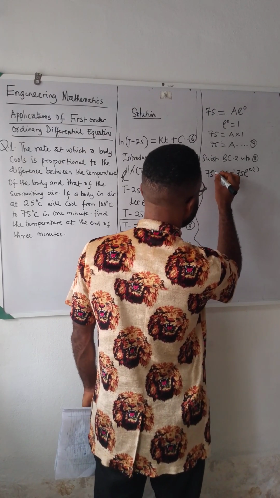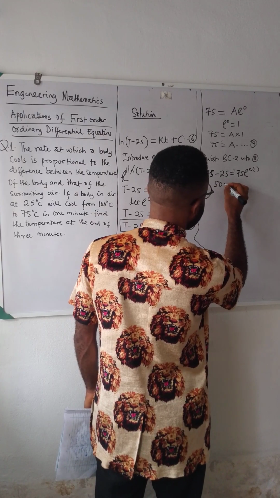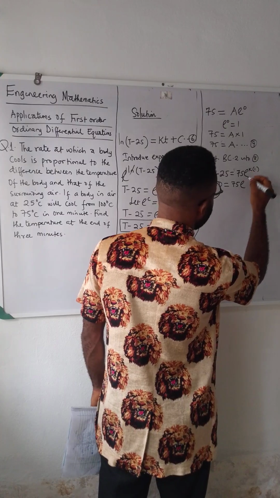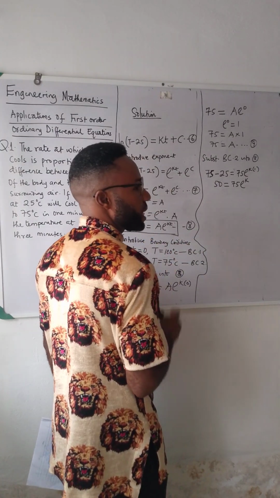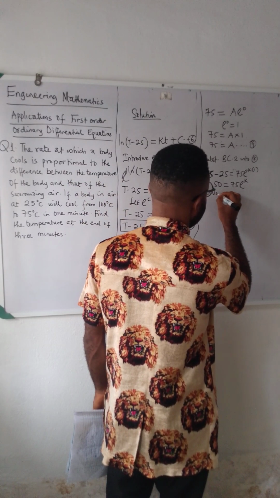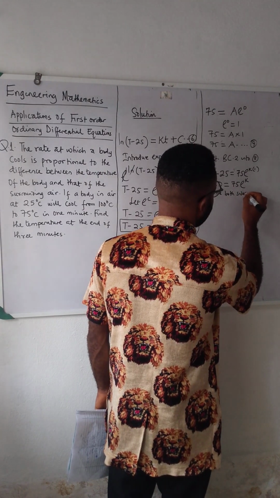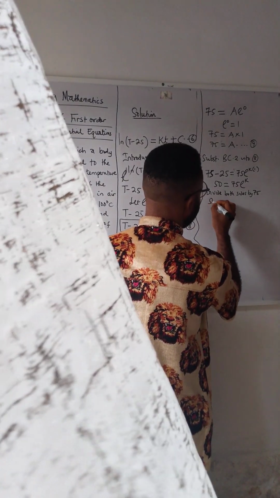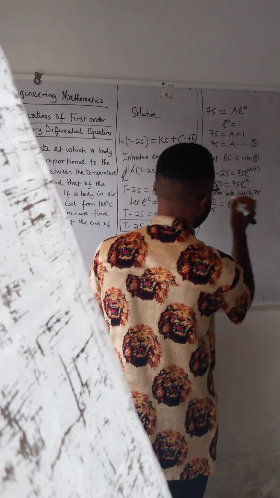So this will be 75 minus 25, which gives us 50, equal to 75 exponent K times 1, which gives us K. Note we are looking for K, so we have to divide both sides by anything that is close to K. So we divide both sides by 75. This will give us 50 over 75 equal to exponent K.